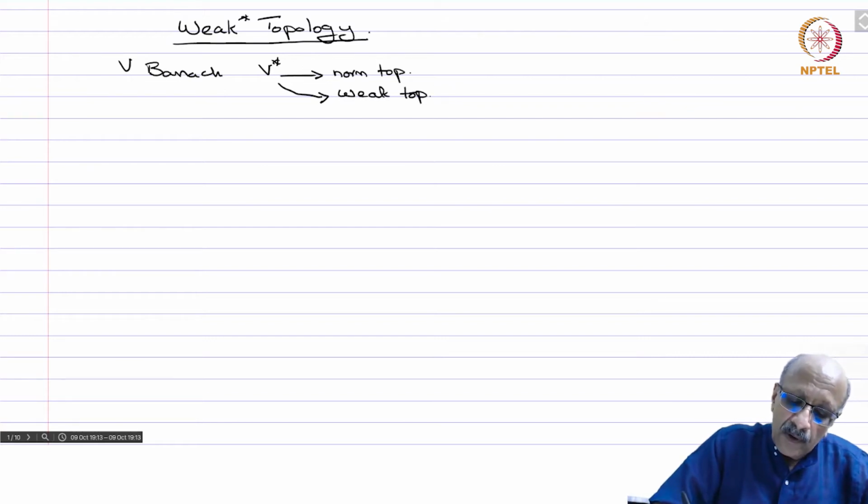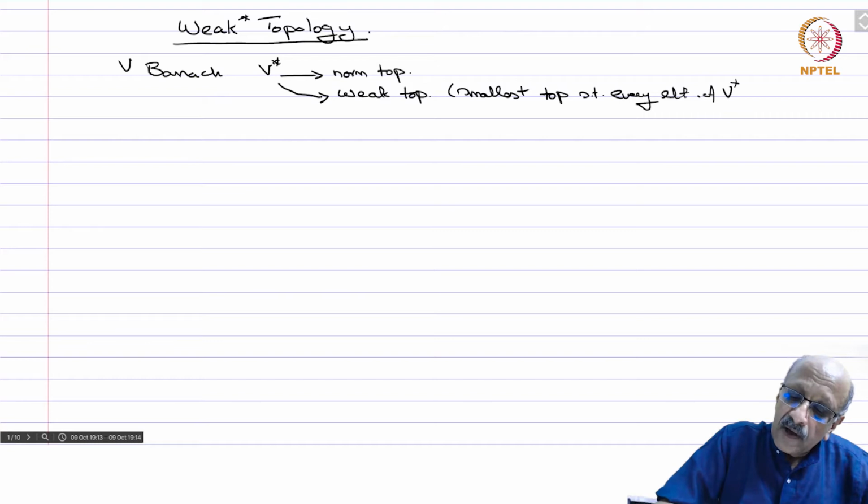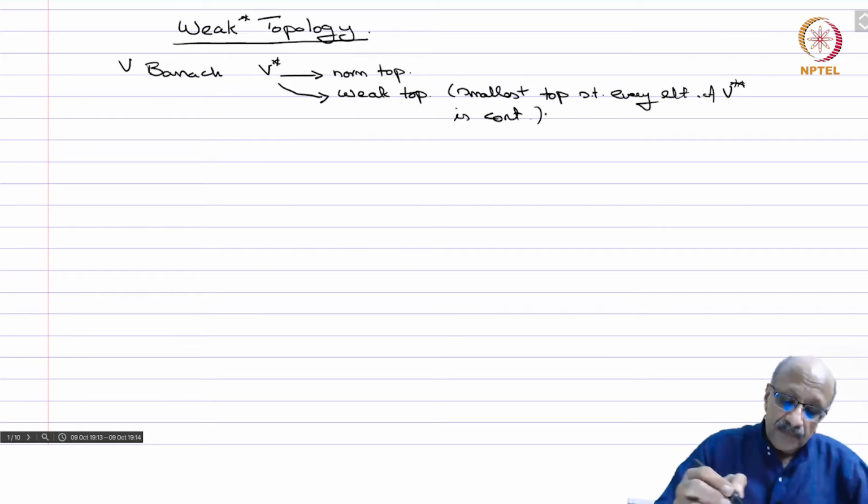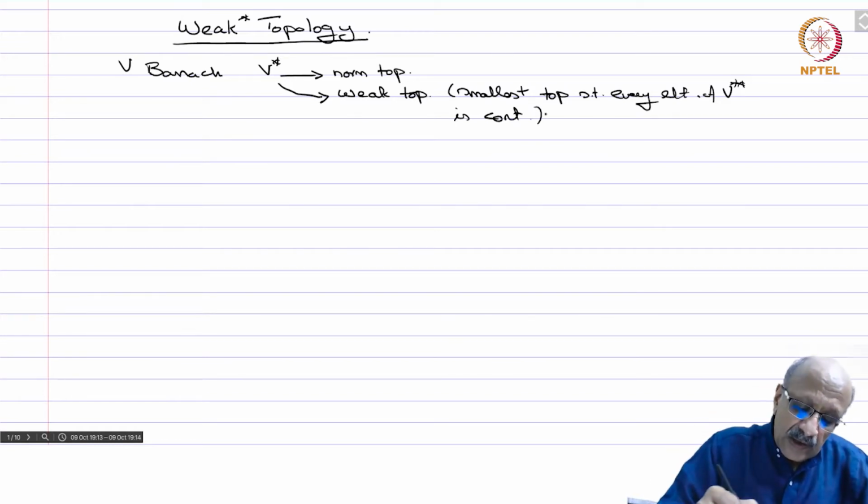What is the weak topology? The smallest topology such that every element of V double star is continuous. So this would be the weak topology on V star. Now we are going to define the weak star topology.